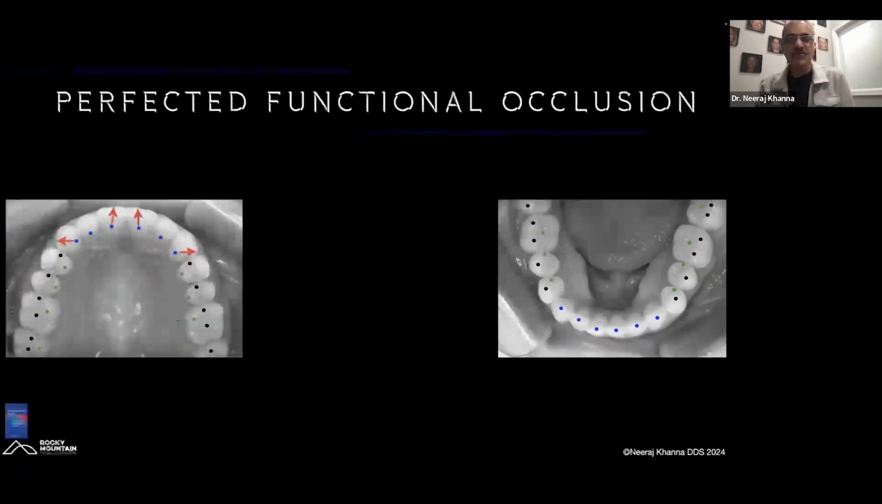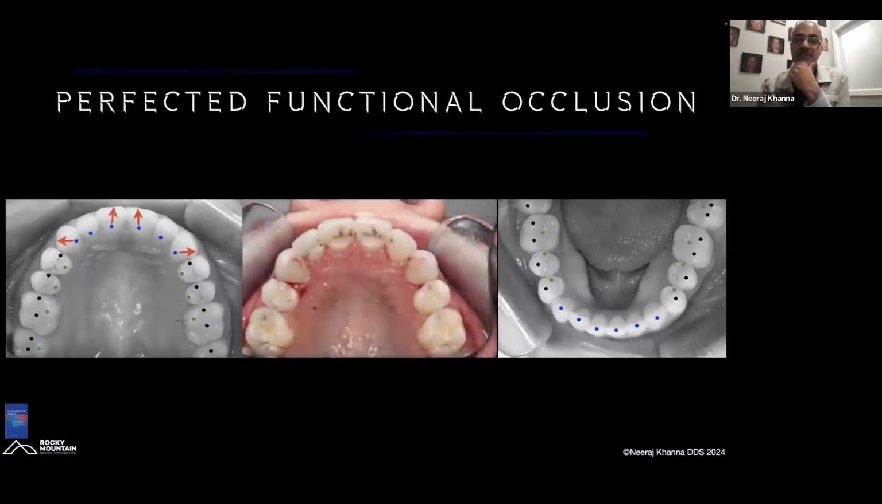And then when we talk about function, we want to have guidance. We want protrusive guidance. We want to make sure that all of our posterior teeth are discluding. We want to have canine guidance as well. And it looks something like this in the real world. You can see that we've got nice canine guidance. We don't have any red lines in the back. We only have red lines in the front.